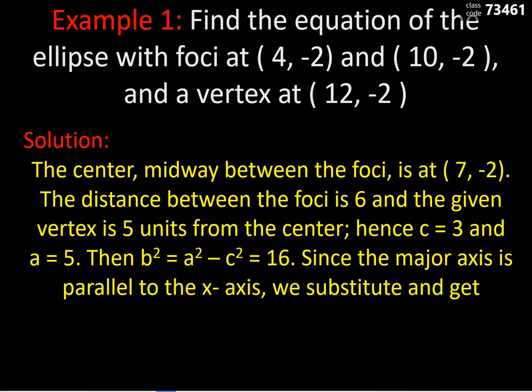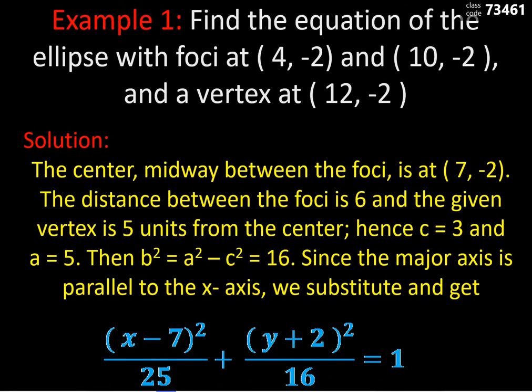Then b squared is equal to a squared minus c squared, which is equal to 16. Since the major axis is parallel to the x-axis, we substitute and get the square of (x minus 7) over 25 plus the square of (y plus 2) over 16 is equal to 1. So, very clear by substitution.